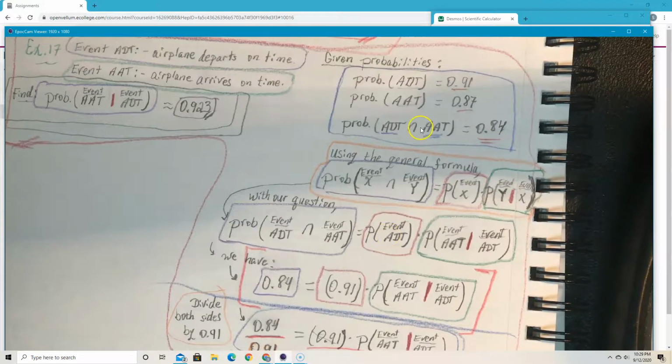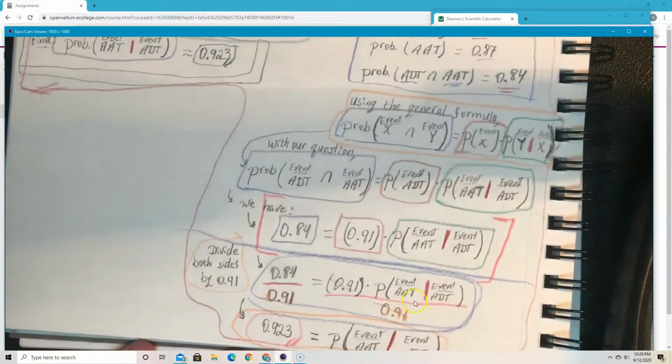What's this one? Our airplane departs on time, 0.91. And then they're not giving us this one. So we have 2 out of the 3 probability values, and now we have a little equation to solve. Normally we would multiply these two and we would be done, but now we have to do it slightly differently. We need to solve for this one.